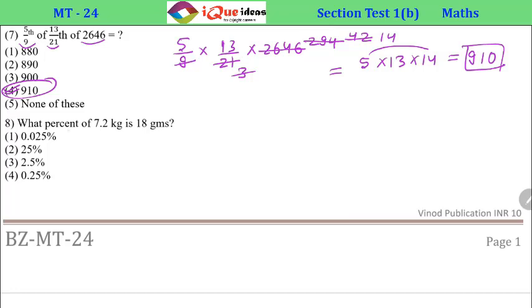Now the next question: what percent of 7.2 kg is 18 gram? Remember, whatever comes after "of" is the base, right? And whatever comes before is the component. And how do we calculate the percentage?